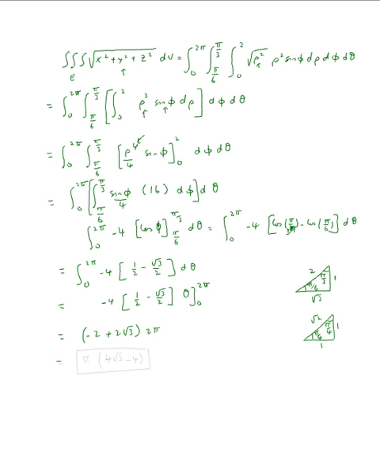Let me rewrite this. Distribute the 2, so this will be 4 square root of 3 pi minus 4 pi, and that would be the answer. And that's it for this example.